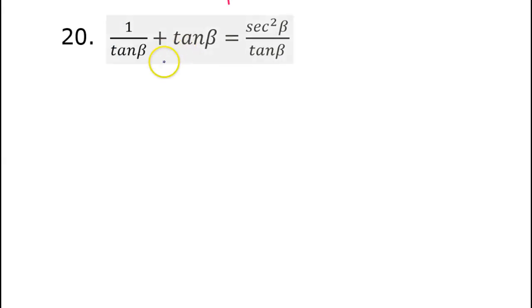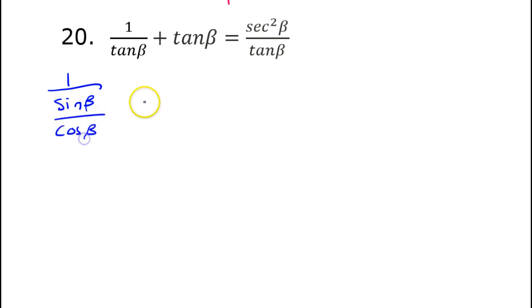Number 20, I would definitely tend to work the left-hand side of the equation because it's got the plus sign in there that I like. So this is going to be 1 over tangent of beta, so that's sine beta over cosine beta. Alright, and then tangent beta, again, that's sine beta over cosine beta.